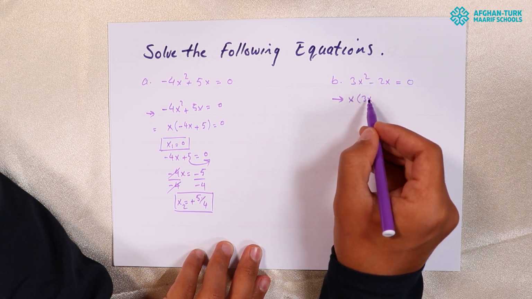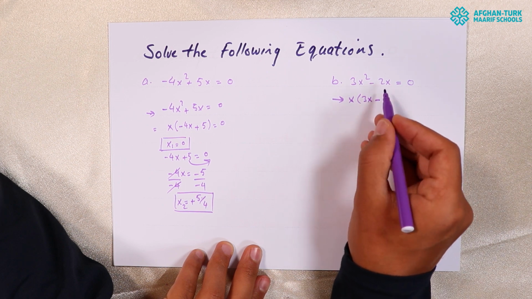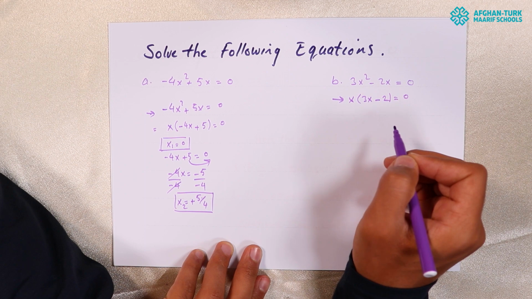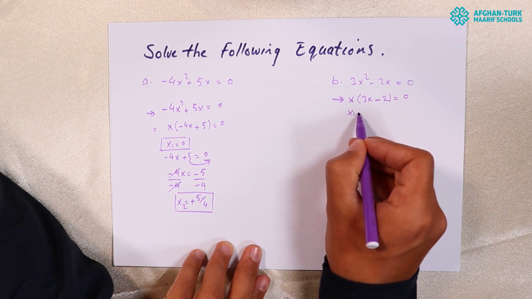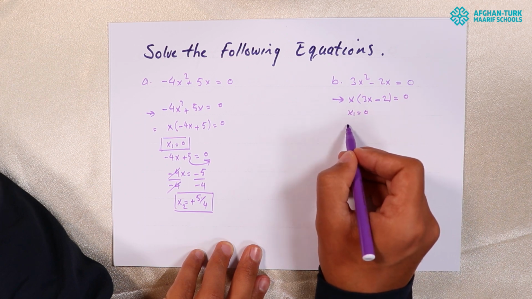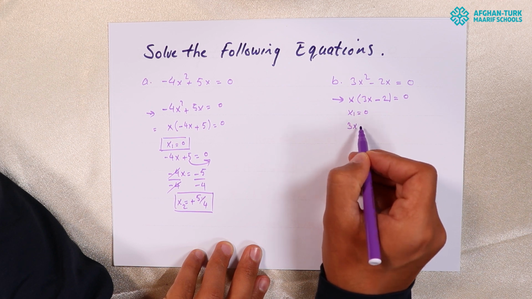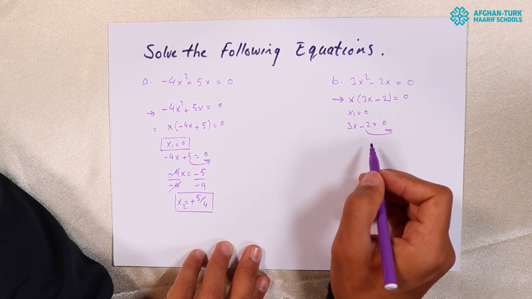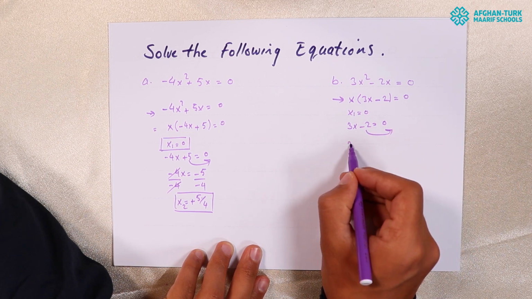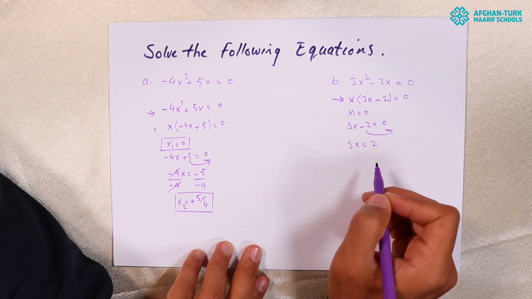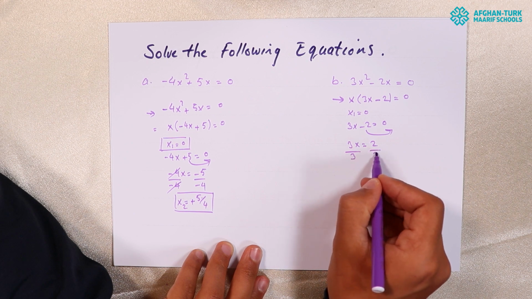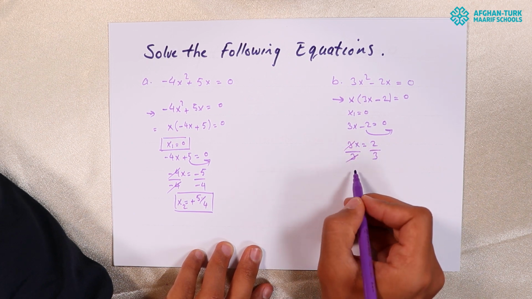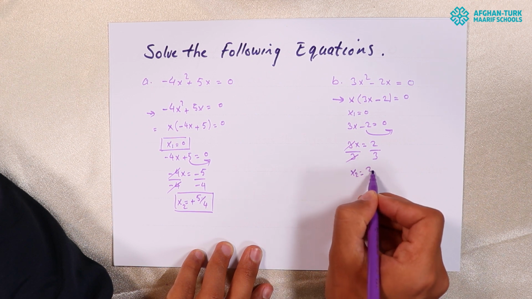3x squared divided by x is equal to 3x, minus 2x divided by x is equal to 2, is equal to 0. Okay, x1 is equal to 0. 3x minus 2 is equal to 0. We move minus 2 to the right hand side of the equation. So 3x will be equal to plus 2. After dividing both sides of the equation by the coefficient of the variable, 3 cancels with 3. So x2 is equal to 2 over 3.